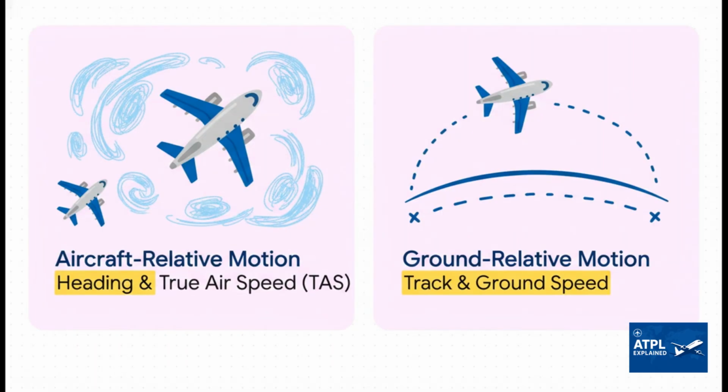So when you're punching numbers into your flight computer, here's the golden rule. Always pair these concepts correctly. Heading and TAS, that's what the aircraft is doing in the air mass. Track and ground speed, that's what it's doing relative to the ground. Get that right and you'll get the right answers.